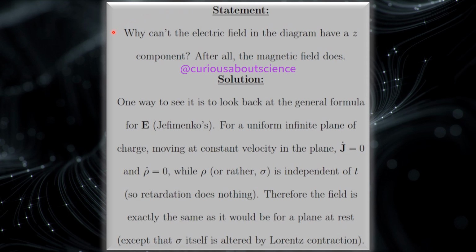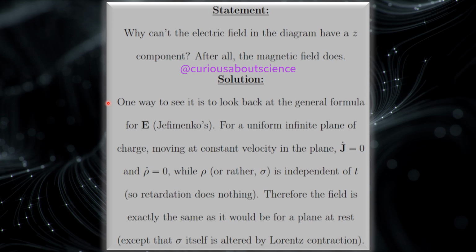So our statement reads, why can't the electric field in the diagram have a Z component? After all, the magnetic field does. Okay, well, solution then. One way to see it is to look at the general formula for E in the Jefimenko equation. I can never say that right. But that was the generalized fields for the moving charges, moving distributions that dealt with the retarded potentials, the retarded times in the integral formulation.